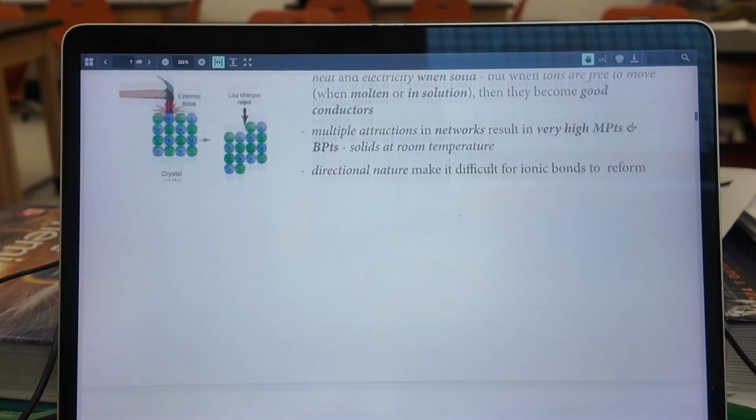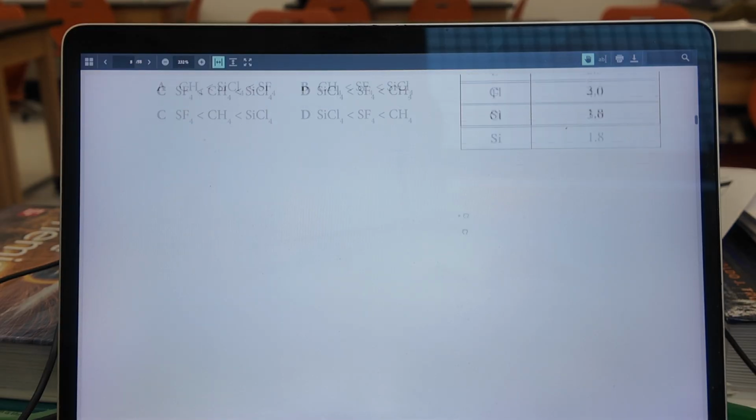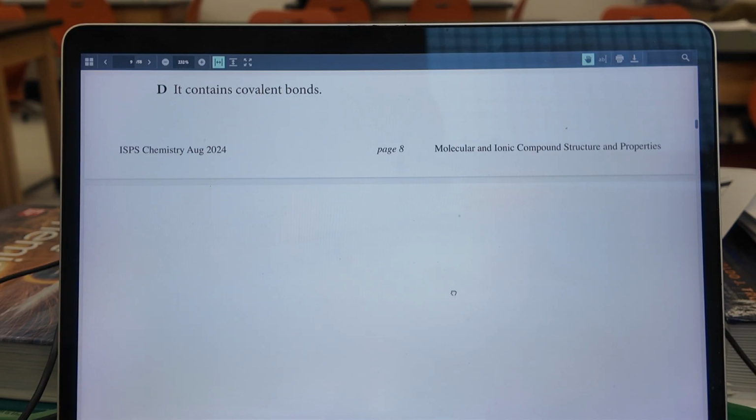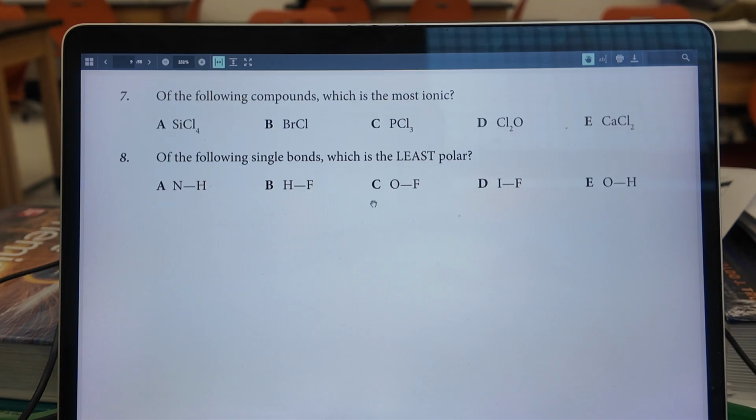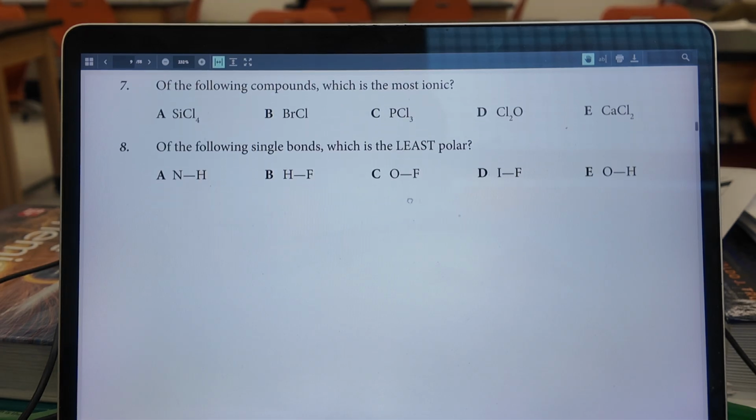So I would go down here and I would pick answer C. So OF had the smallest difference, which was 0.5. That's all.